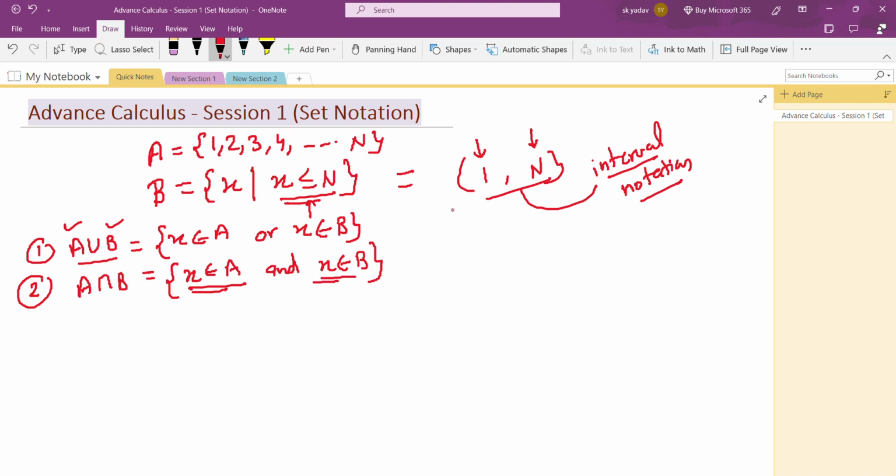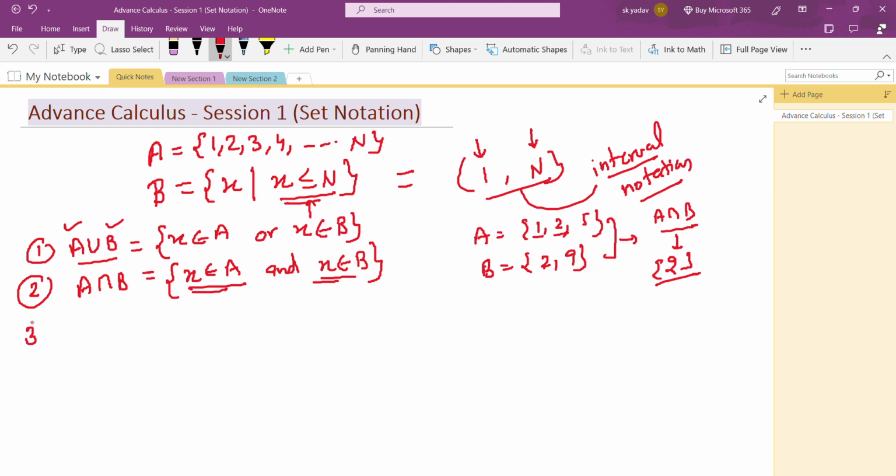Suppose set A has the values 1, 2, 5, and set B has the values 2 and 9. When we perform the operation A intersection B, which value is common? We check: 1 exists in set A but does not exist in B, so we will not take 1. Then we go for 2. If 2 exists in both sets, then we take 2. So the intersection of these sets will be only the set containing 2.